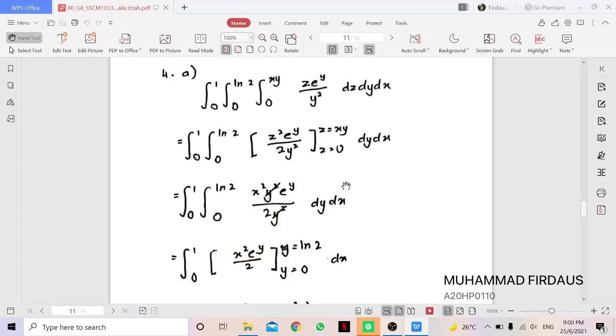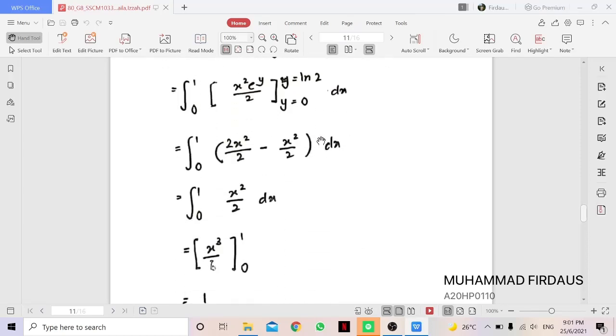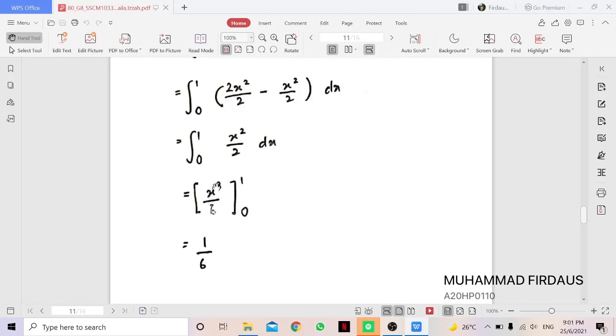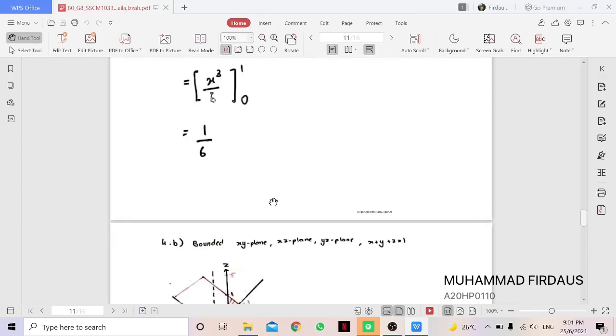For question number 4a, we should find the value of the integral of z e to the power of y over y squared with respect to dz dy dx, with the limits x y and 0 for dz, ln 2 and 0 for dy, and 1 and 0 for dx. Now integrate this equation with respect to dz, and we get z squared e to the power of y over 2y squared. And we integrate until we get the value x cubed over 6, and we use the limits of dx, and we get 1 over 6.